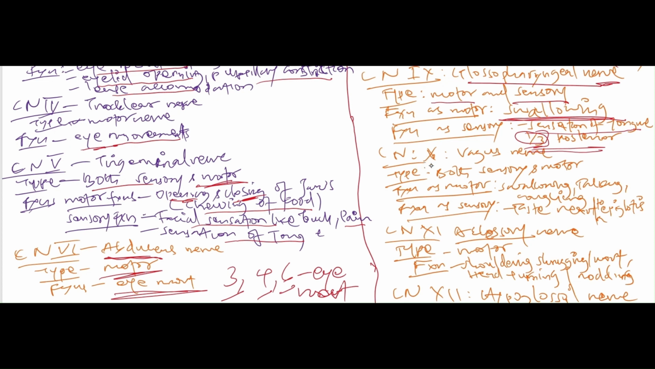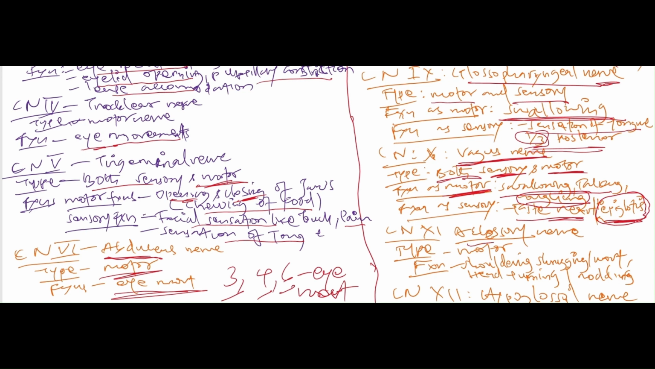And then we have cranial nerve number 10, which is the vagus nerve, the common nerve known to men. It has both sensory and motor function. As a motor, it helps in swallowing, talking, coughing, mostly all the involuntary activities. But as sensory, it helps in taste near the epiglottis. Here, as the food moves near the epiglottis, it tastes so that the epiglottis can close as it senses that this is food, so it doesn't run into the trachea.